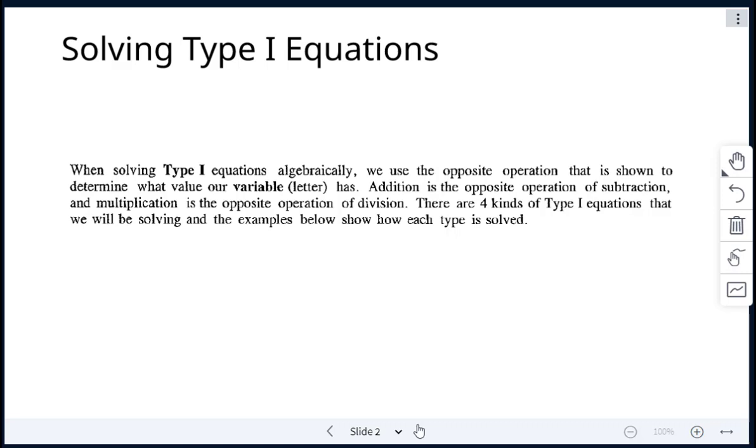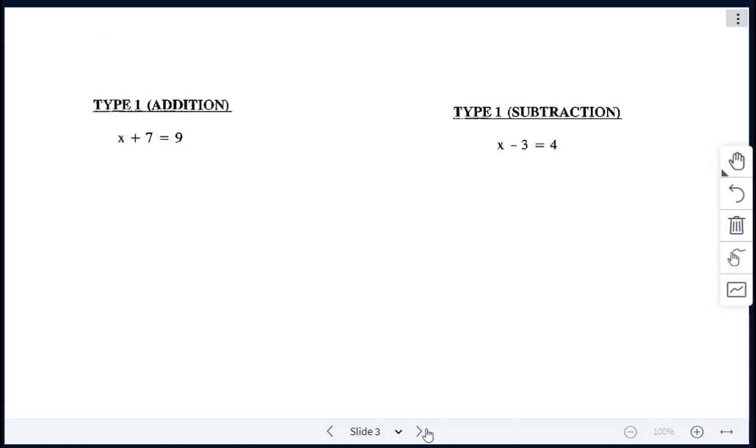All right, so the opposite operation of subtraction would be addition, and vice versa. The opposite operation of multiplication would be division, and vice versa. So let's take a look at the first 4 types of type 1 equations. So here we have our equation x plus 7 is equal to 9.